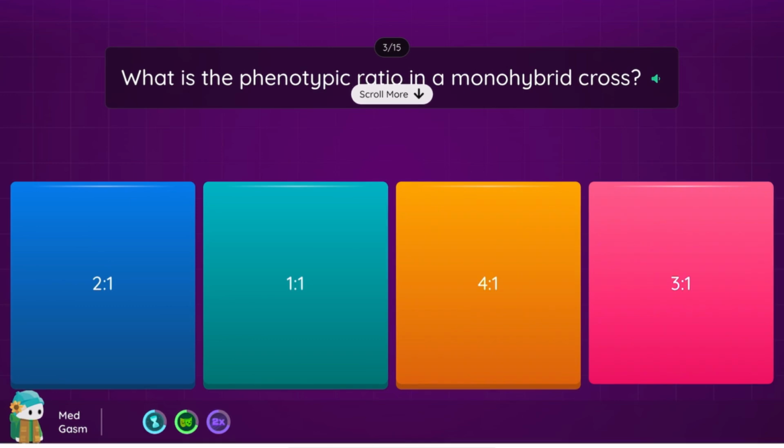Question. What is the phenotypic ratio in a monohybrid cross? Option 1. 2:1. Option 2. 1:1. Option 3. 4:1. Option 4. 3:1.